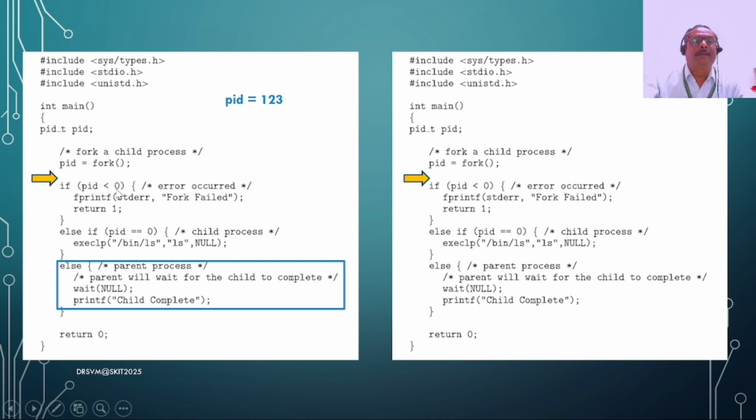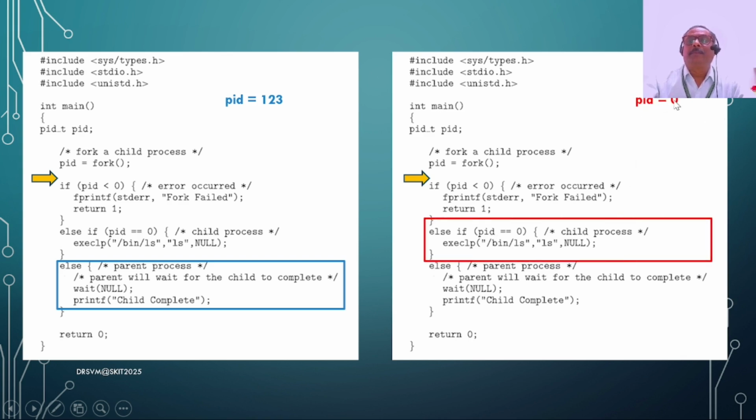This is PID less than 0, it goes in. If PID is equal to 0, it goes here, but none of them is true because what we have is the PID of this child process, which is 1, 2, 3, and therefore it gets into the third component, which is the parent process. And here the parent process is just waiting for the child to complete its task. On the other side, what is happening? We get a PID equal to 0 because this is the child process created.